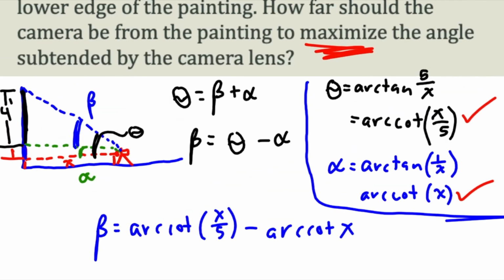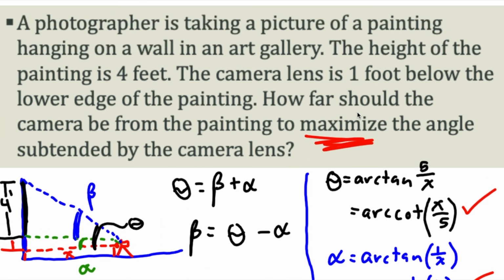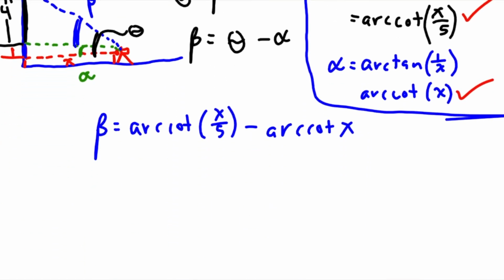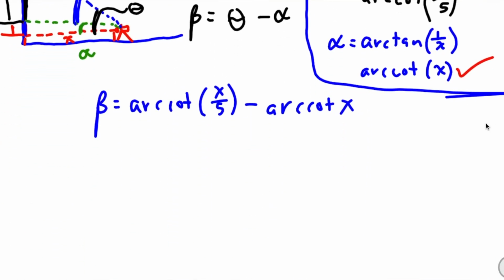Now, let's go back to the problem and see what are we actually trying to do here now that we have it set up. Maximize means take the derivative and set it equal to 0. So the derivative here, beta prime, or you could put dB dx if you wanted to. The derivative of arc cotangent, we put the derivative up top, so the derivative of x over 5 is just 1/5. And we also have a negative here because tangent is positive, but arc cotangent is negative, okay?